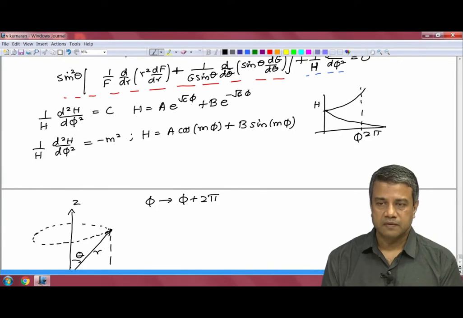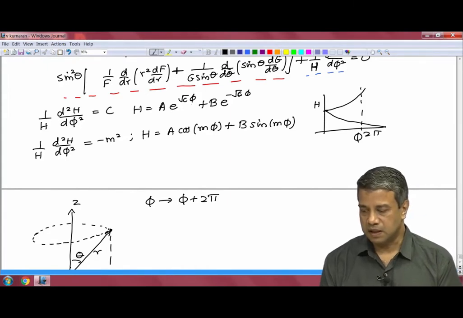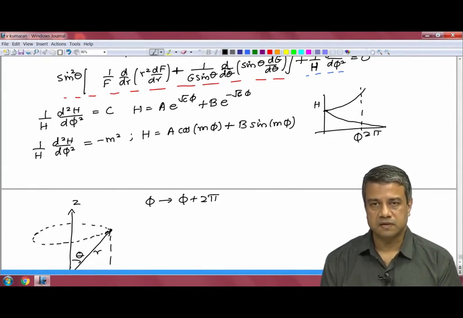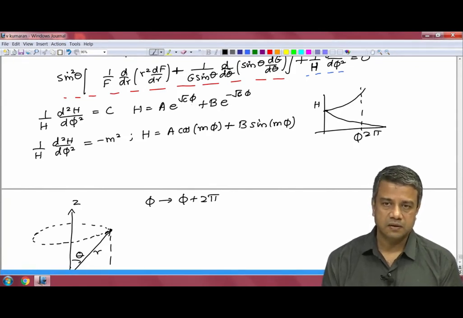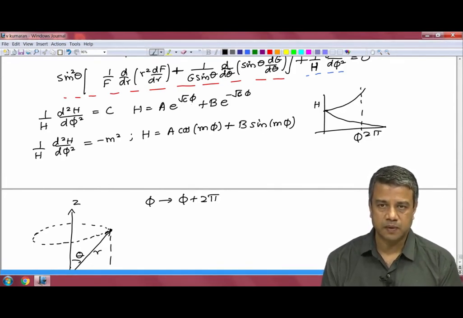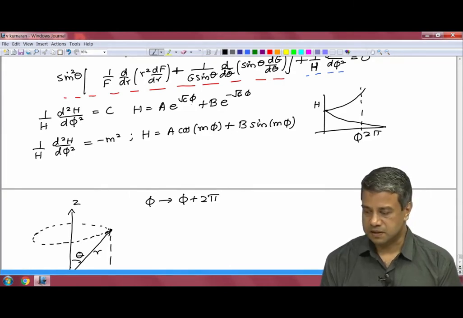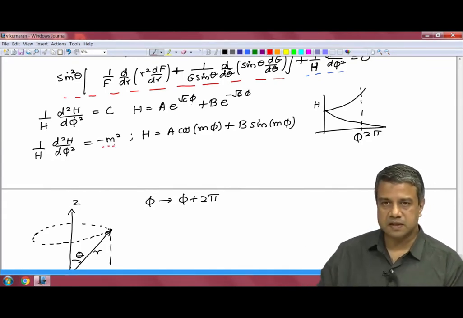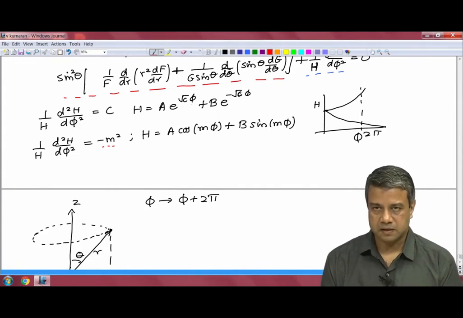Therefore, if I increase the angle phi by 2 pi, that means that the argument of the sine and cos increases by 2 m pi, and if m is an integer, then the sine and cos functions are the same as what you would have at the original location. If you increase phi by 2 pi, you come back to the same location. Therefore, this requirement that when you increase the angle phi by 2 pi you have to come back to the same location in space implies that this constant has to be negative and it has to be minus m square, where m is an integer.